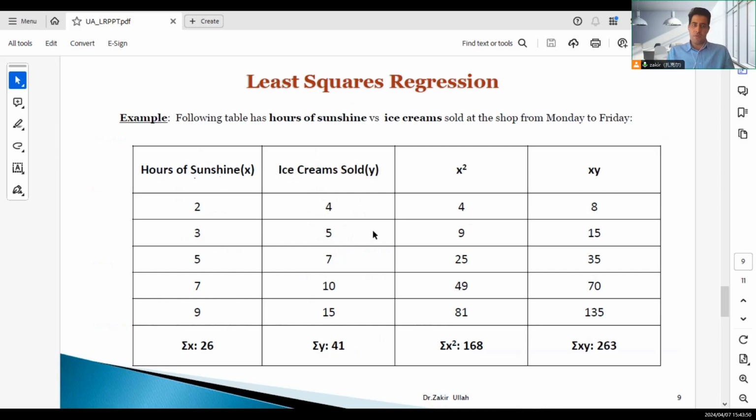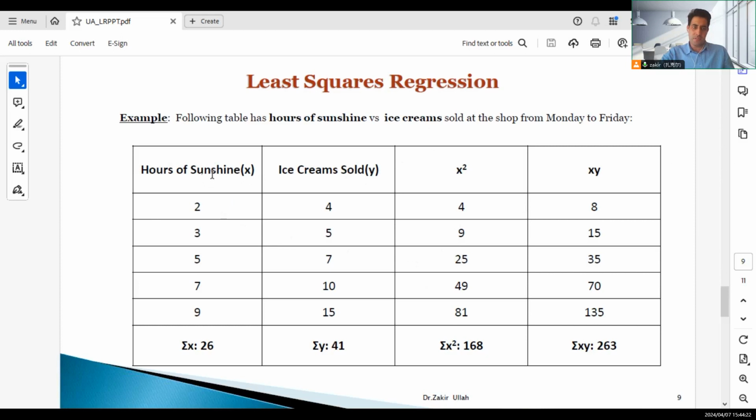So now the goal is to develop a model based on this training data set that can be used to predict the future. For example, on a different day in the future, there will be different hours of sunshine, and that's why there will be a different demand for the ice cream sold at the shop. So we need to come up with a model that can predict the number of ice creams that could be sold on a particular day based on the hours of sunshine on that day.